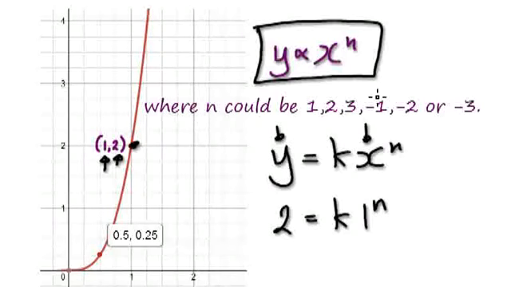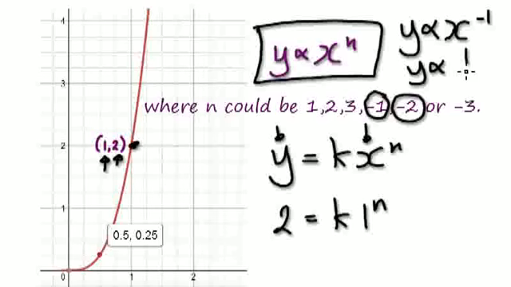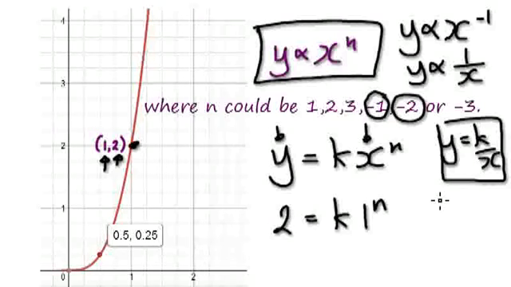Before we start, we should have noticed that n cannot be any of the negatives, because the minute you have y is proportional to x to the power of, let's say, minus 1, then that can be written as this: y is inversely proportional. And then the minute you get this here, you can jump to y equals k over x. You see, y equals k over x, you're going to get a reciprocal graph like this.